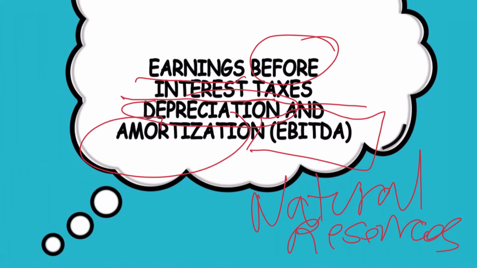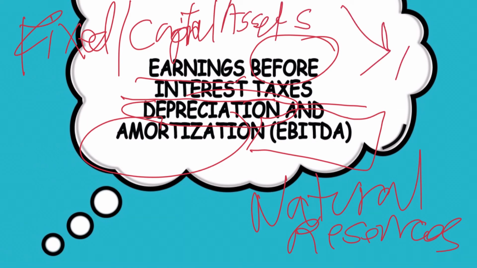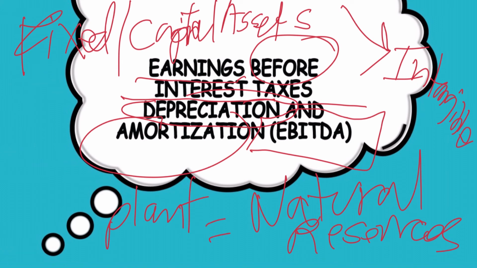So in this module, we dealt with fixed or capital assets, intangible assets, and other types of fixed and capital plant assets, such as natural resources. And there you have it for Module 3.5.